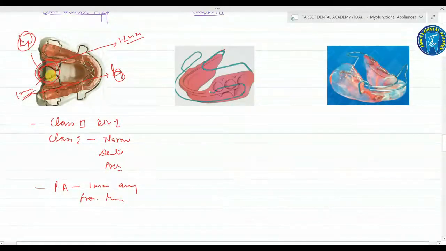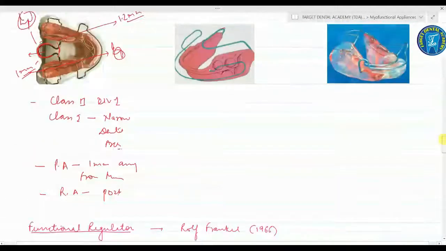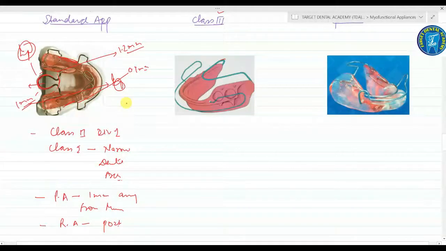Next is the rounded arch. This is the rounded arch. It is placed posteriorly. This is the only difference between these three. In the standard one, the rounded arch is placed posteriorly. Right. Next is the vestibular. So this is the vestibular. It is made up of 0.9 mm of stainless steel wire.